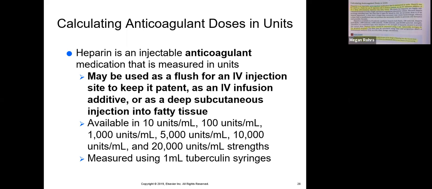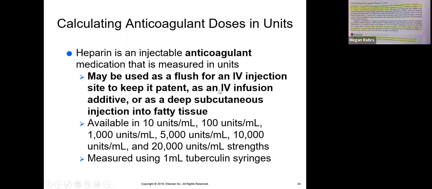So heparin itself can be used as just a simple flush for an IV injection site to keep it patent, which just means keeping that open. So for those flush injections, we're probably going to use a really small strength there. We would not want to inject very much at all either.